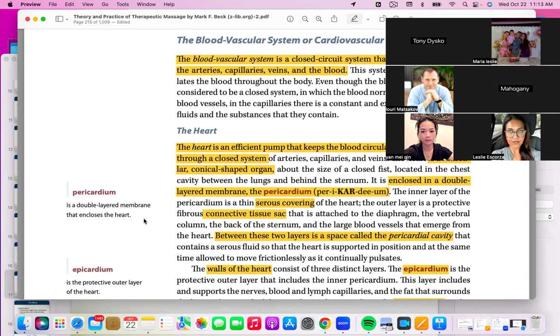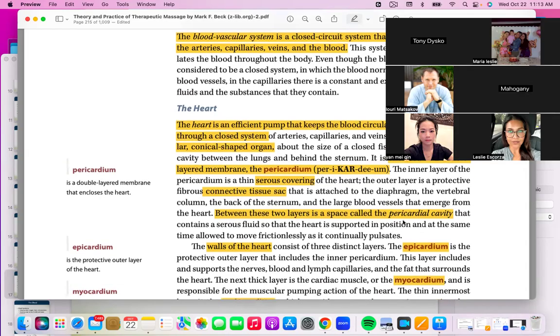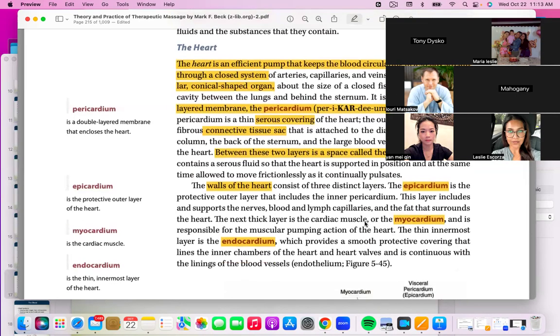Now, between the two layers of the membrane of the heart, which we call the pericardial cavity, there is serous fluid, and that helps position the heart, and it allows it to move without any friction, just like in the knees and joints. We have the synovial fluid to do the same thing for the joints.